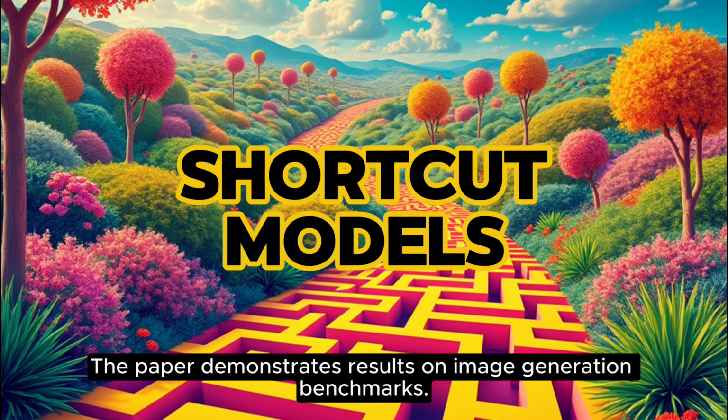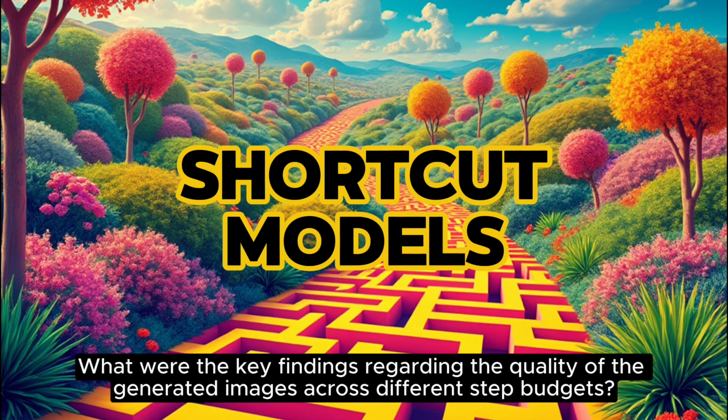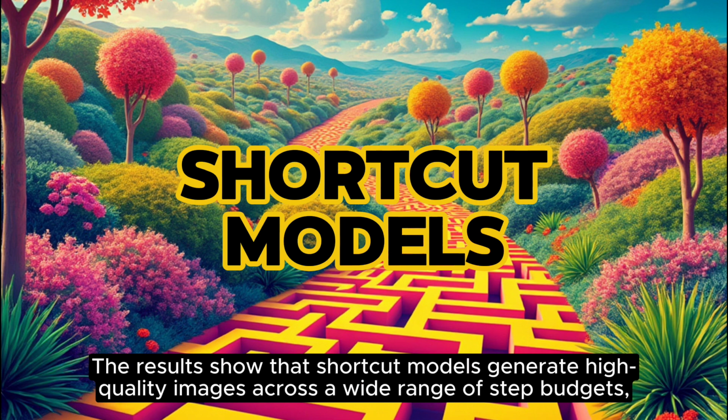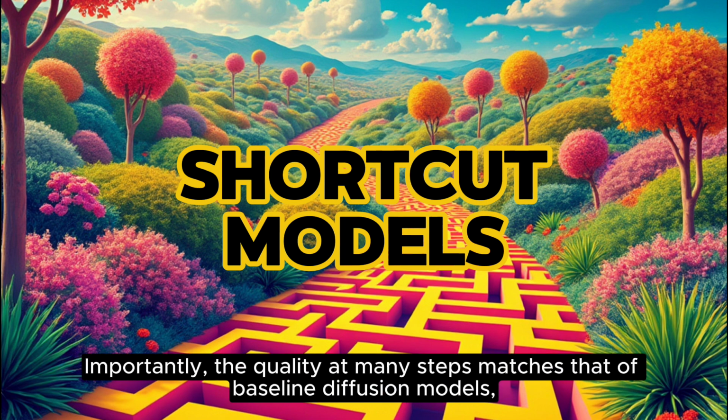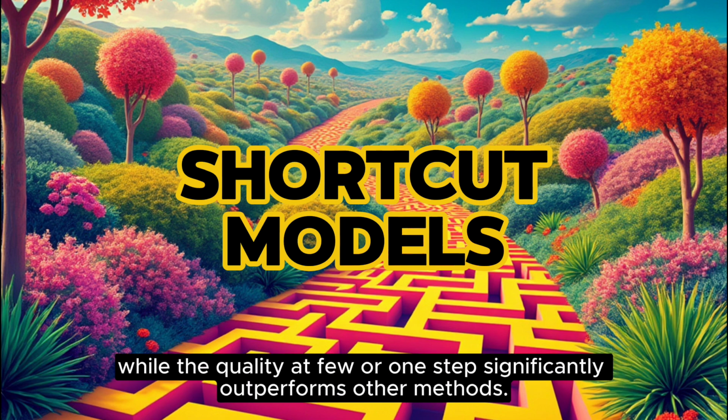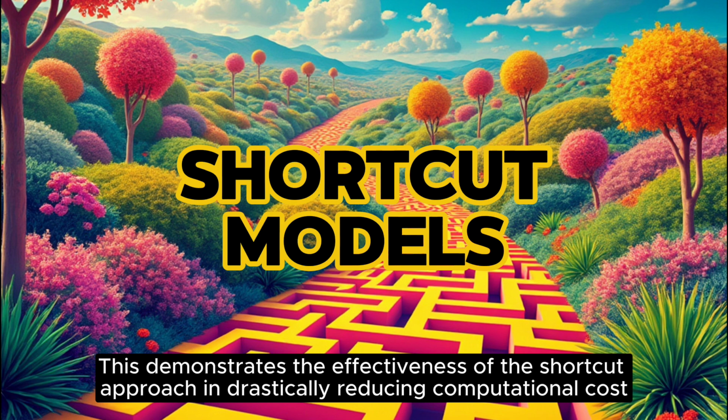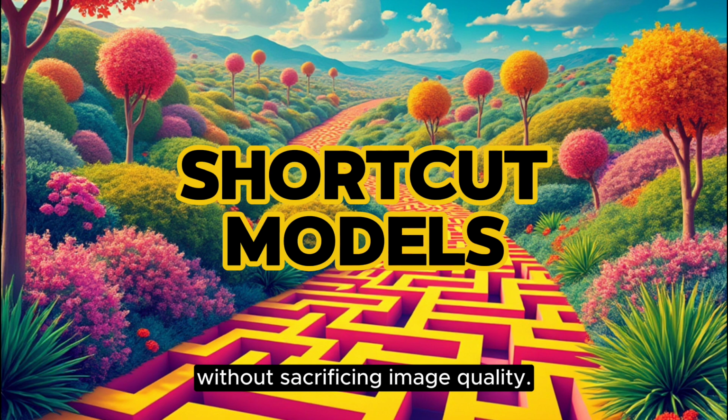The paper demonstrates results on image generation benchmarks. What were the key findings regarding the quality of the generated images across different step budgets? The results show that shortcut models generate high-quality images across a wide range of step budgets, from a single step to many steps. Importantly, the quality at many steps matches that of baseline diffusion models, while the quality at few or one step significantly outperforms other methods. This demonstrates the effectiveness of the shortcut approach in drastically reducing computational cost without sacrificing image quality.